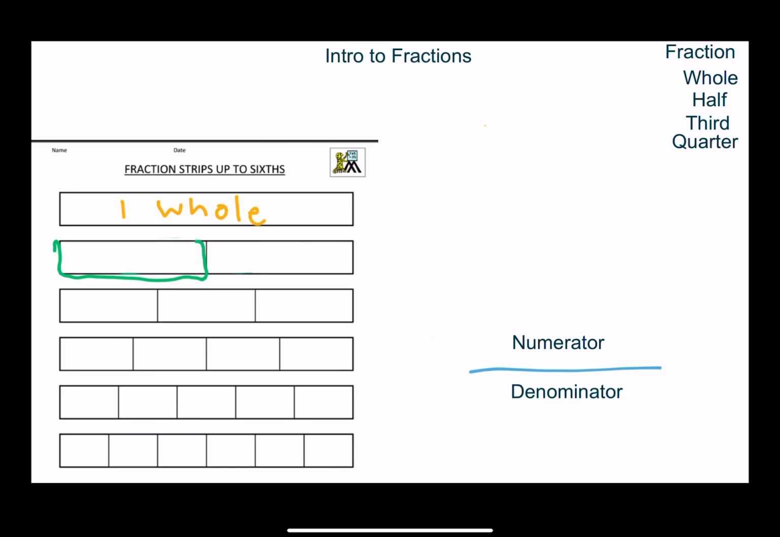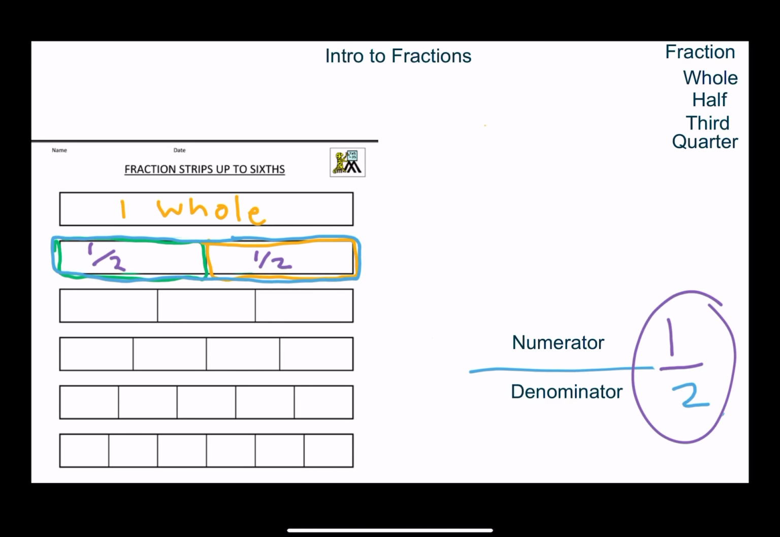Here's one piece, and here's the second. But remember, these 2 pieces are still part of the same whole number. So since there's 2 separate pieces, our denominator or our bottom number is going to be 2. Each one of these pieces is 1 out of 2, or 1/2. That's what the fraction 1/2 looks like.